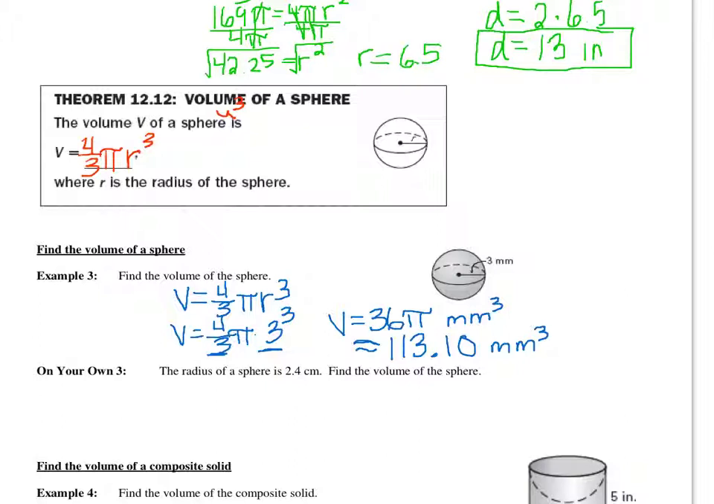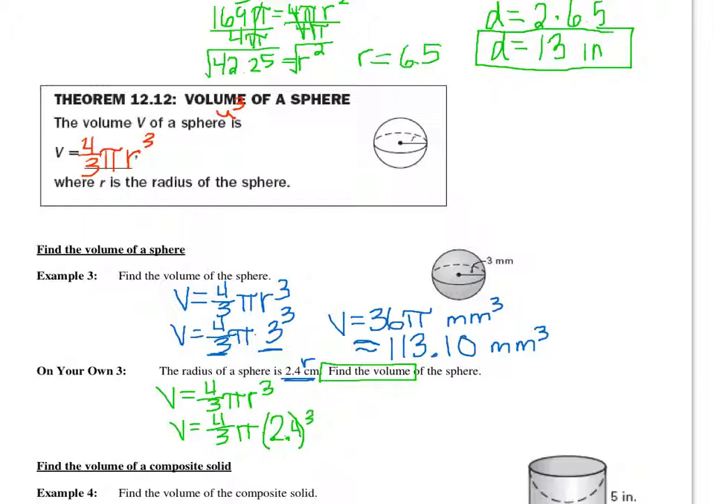Okay, so it says the radius of a sphere is this, so here's my R. I'm going to change my pen here. Find the volume. So find the volume. So we know volume is 4/3 pi times our radius cubed. So volume is 4/3 pi times 2.4 cubed.